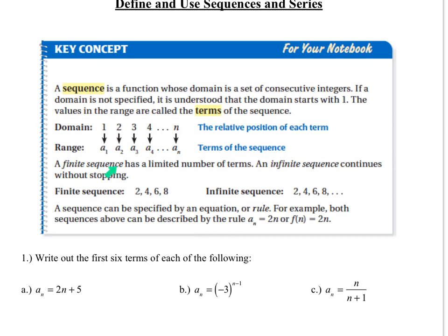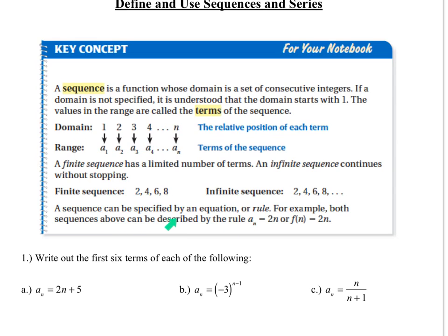A finite sequence is a limited number of terms, so it actually stops. An infinite sequence continues without stopping, and here you see that we have two examples. So a finite sequence, 2, 4, 6, 8, and there is nothing else beyond that, and an infinite sequence, 2, 4, 6, 8, and then you have your ellipses, the dot, dot, dot.